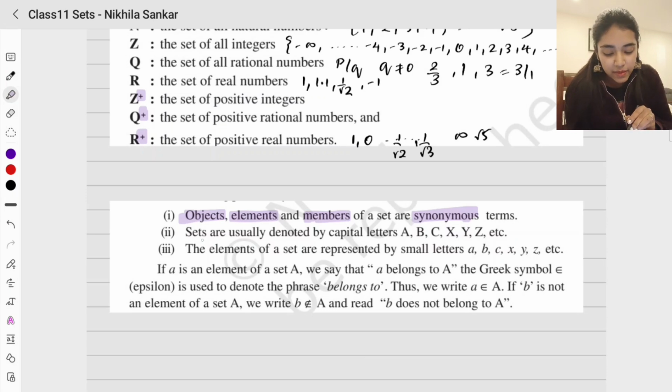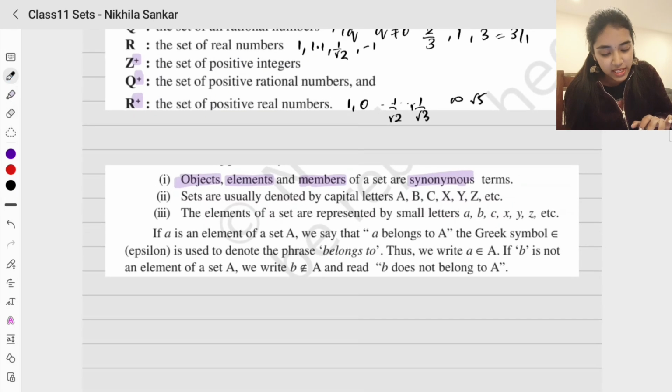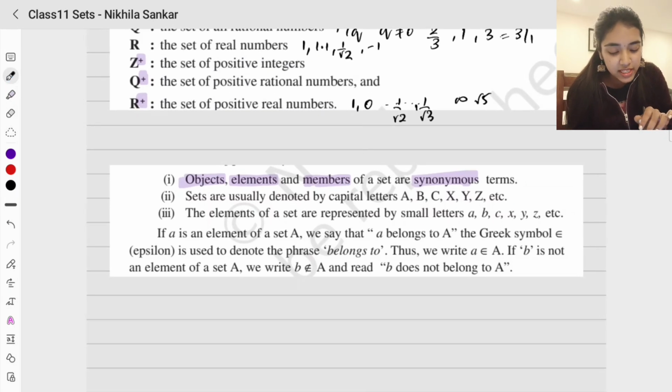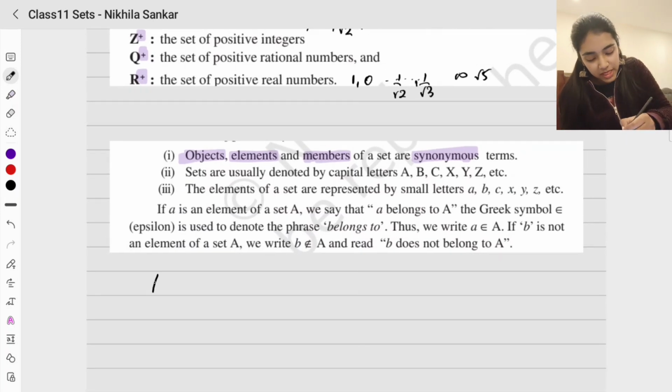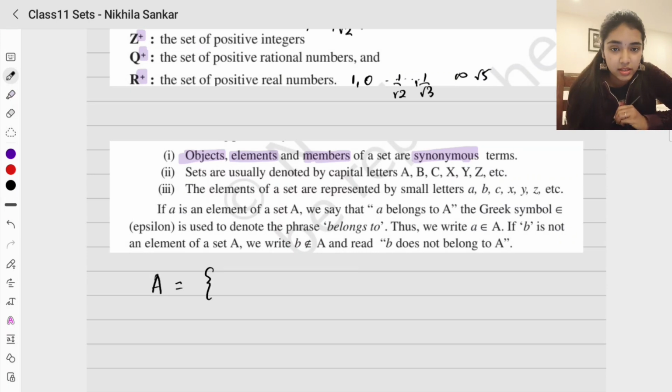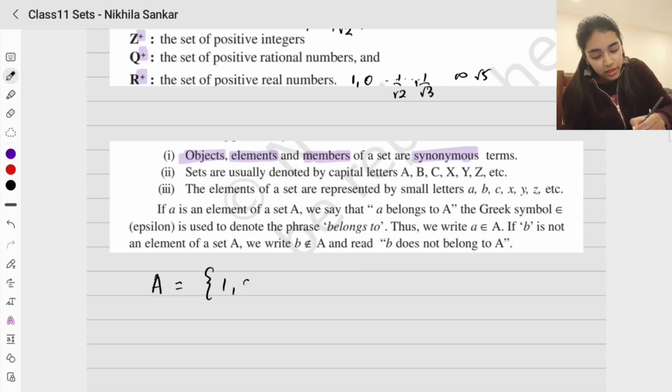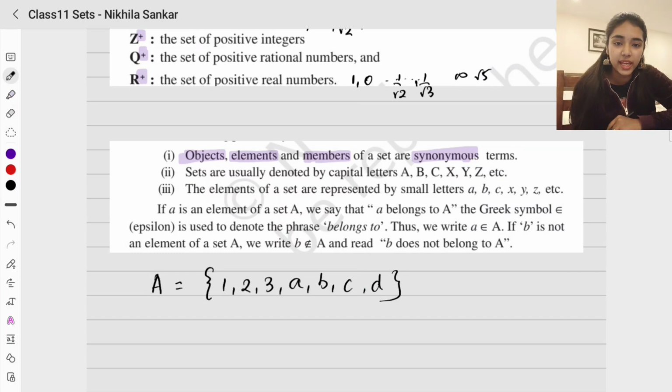Okay, now second point, sets are usually denoted by capital letters. ஒரு செட்டை நம்ம எழுதணும் அப்படின்னா capital letterல தான் எழுத போறோம். Okay, now I'll explain this with the help of an example. And the elements of a set are represented by small letters, A, B, C, D அந்த மாதிரி small letterல represent பண்ண போறோம். இப்போ I have a set A, okay, equal to, you put a curly bracket, set of all elements. இதை நம்ம எப்படி படிப்போம்? We say this as set of all elements 1, 2, 3, A, B, C. இந்த மாதிரி நம்ம இஷ்டத்துக்கு எழுதிட்டே போலாம். I'll write till D. Okay, so A is a set of all elements 1, 2, 3, A, B, C, D.